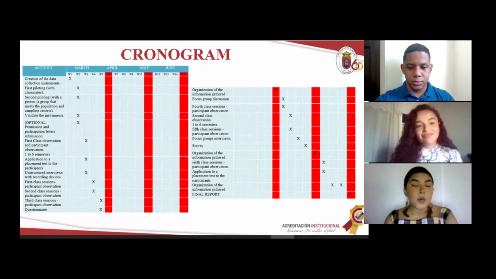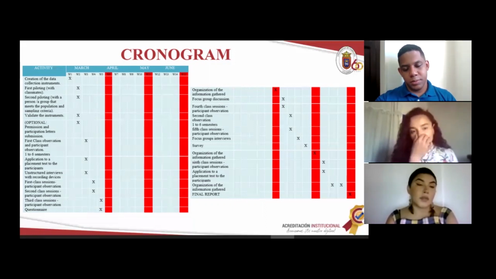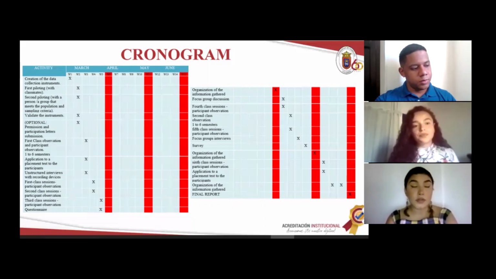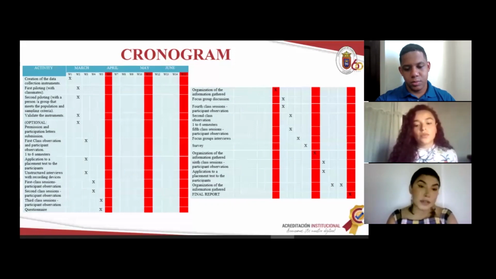The last instruments that we'll be using next semester are a focus group interview, to observe if the cultural capital content is working within the learning process of the students, and it allows us to have a close interaction with the participants. And finally, a survey that will help us to quantify the students' perceptions of the cultural capital content used.